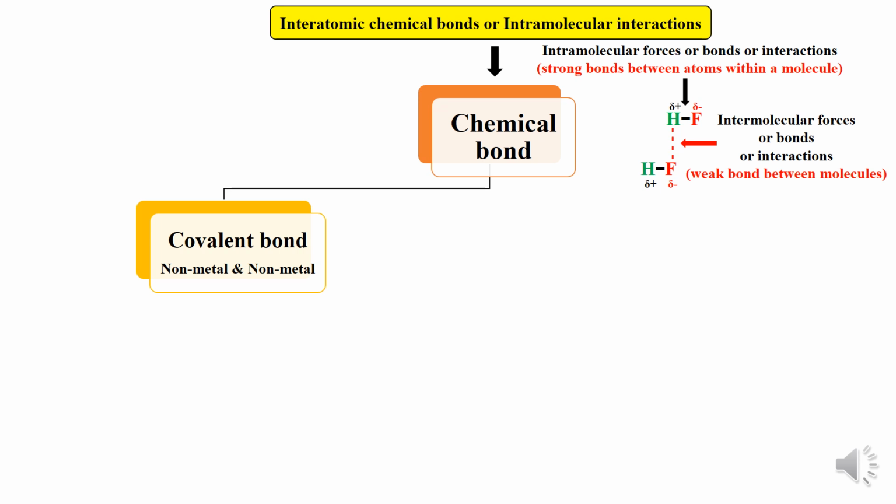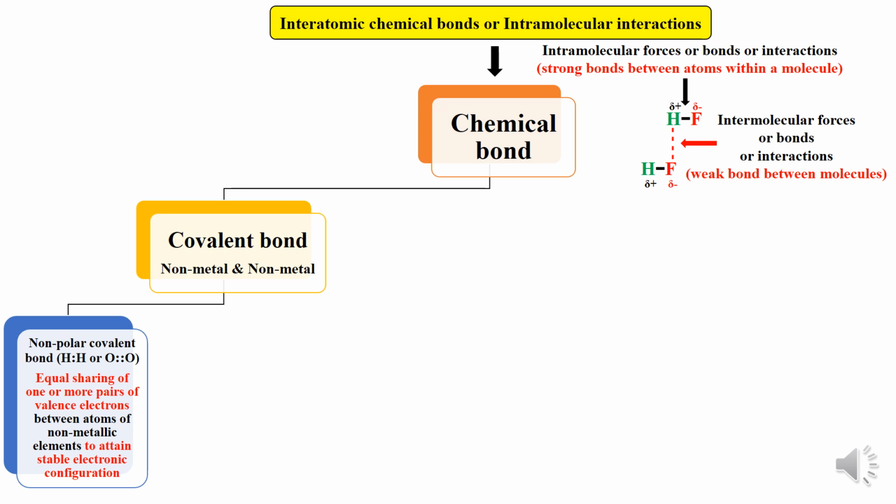Now covalent bond is formed between nonmetals. The first type is the non-polar covalent bond, and you can find this non-polar covalent bond in homoatomic molecules. That is in the case of molecules with identical atoms. And in the case of non-polar covalent bond, you will find equal sharing of one or more pairs of valence electrons between atoms of non-metallic elements.